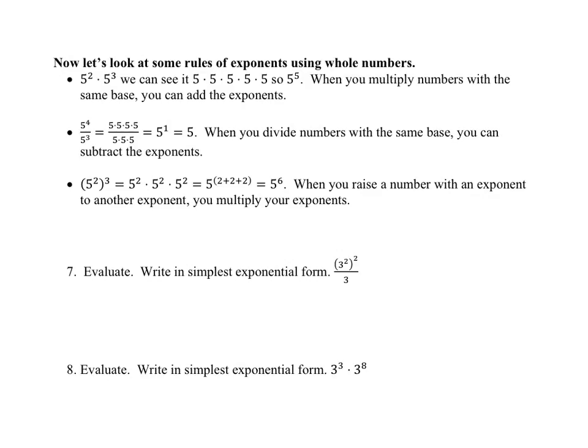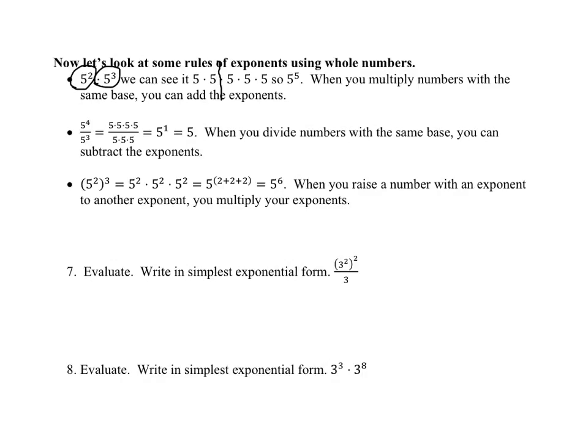Now, we're going to look at some rules of exponents using whole numbers. So, we're going to look at rules for multiplying and dividing whole number exponents for right now. So here we have 5 squared times 5 to the 3rd. Well, that means 5 times 5 is 5 squared. 5 times 5 times 5 is 5 to the third, so we really have a total of 5 5s multiplied together, so 5 to the fifth.